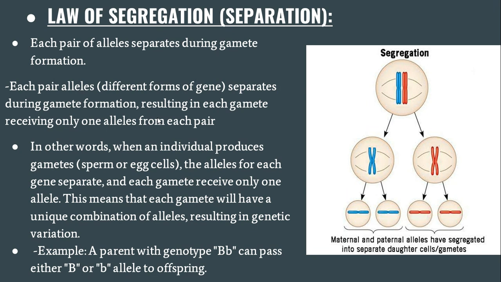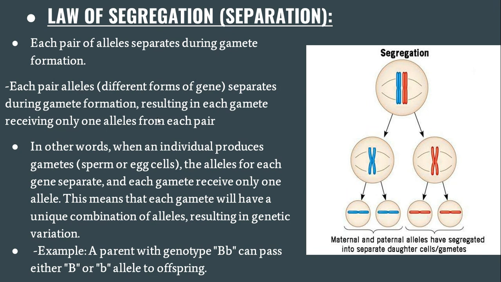So the example of the law of segregation is a parent with genotype Bb can pass either B or b allele to offspring. That is, the dominant and the recessive. So a parent with genotype B and b, maybe the father is the dominant and the mother is the recessive. They will pass either B or b allele to offspring. So that is the example of the law of segregation.